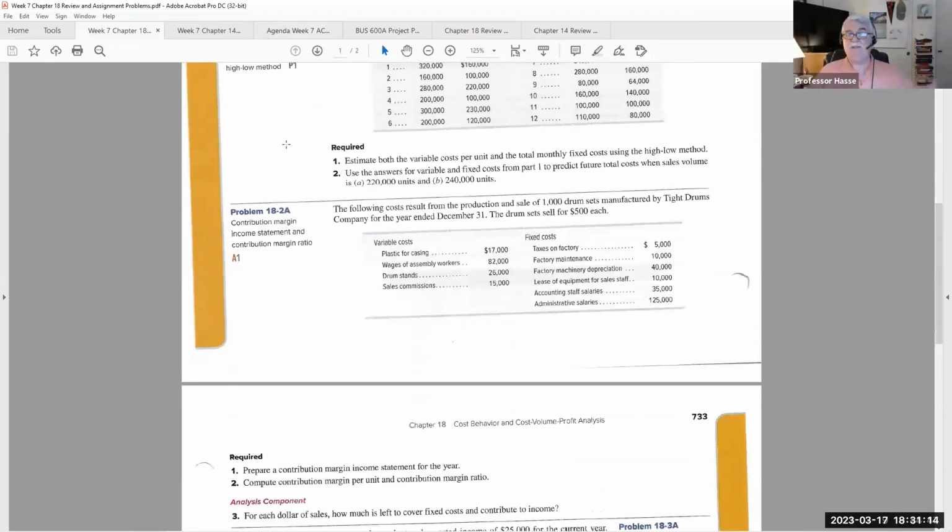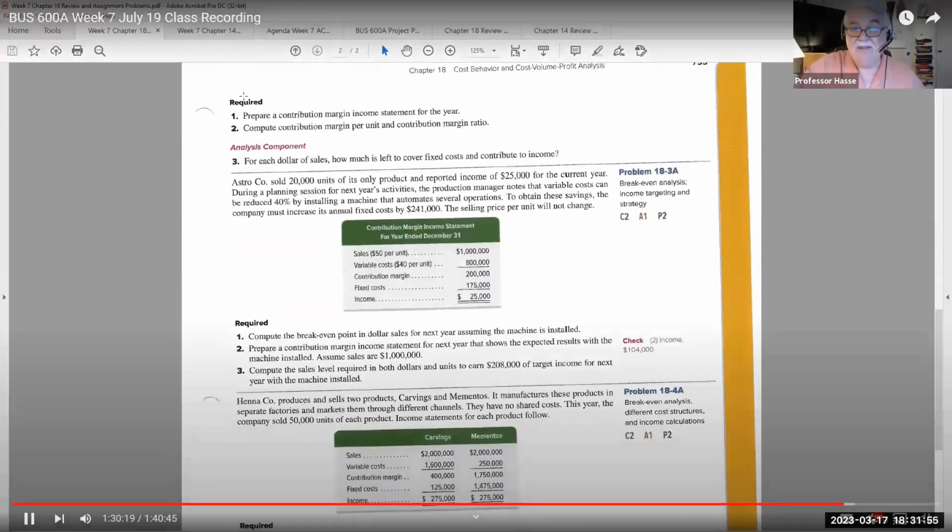All right, here we go. I'm at the bottom of page 733. We're back to the drum company again. Here they're telling us their sales price is $500, and they sold and produced 1,000 drum sets. Based on this data of variable and fixed costs, prepare a contribution margin income statement and tell me what the contribution margin per unit and the ratio is. Stuff that we just looked at. Instead of doing a regular income statement, show me a statement that shows me my break-even point. And then for Sunday, you're going to be doing problem 18.3.